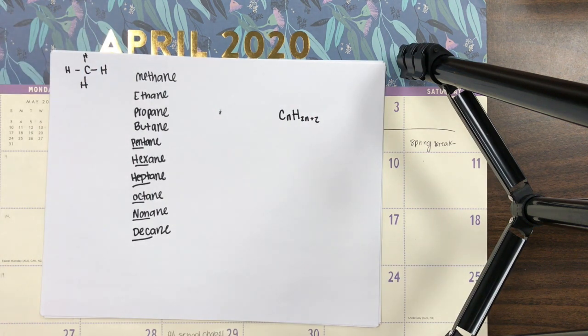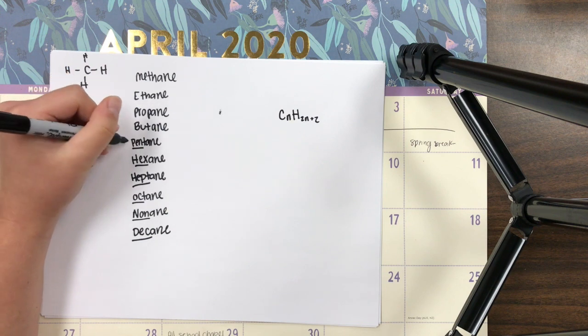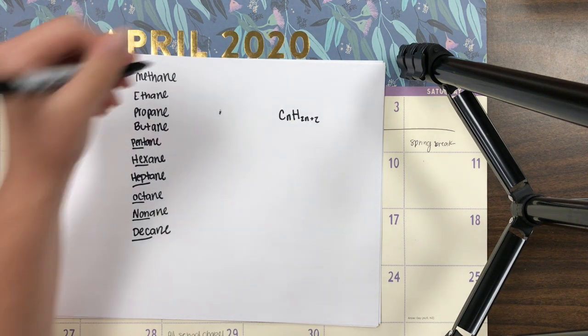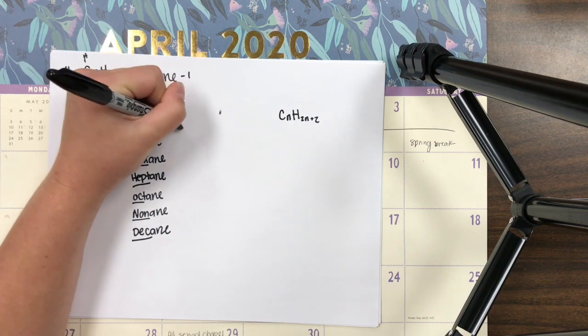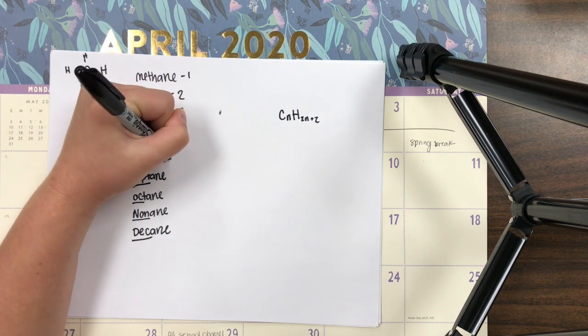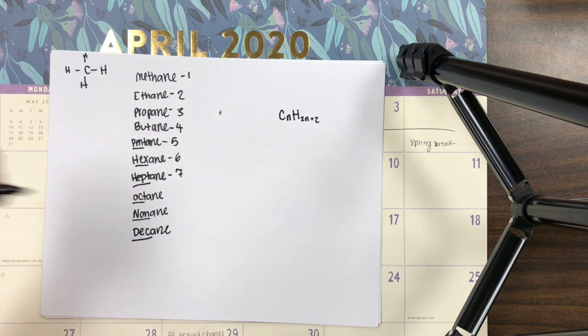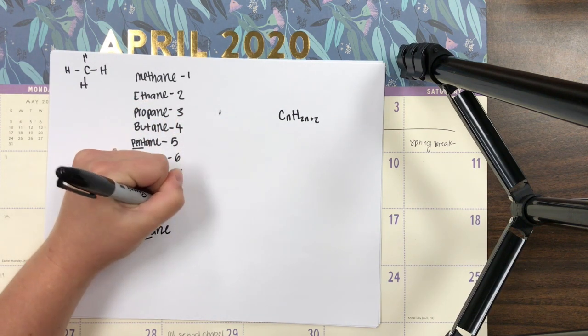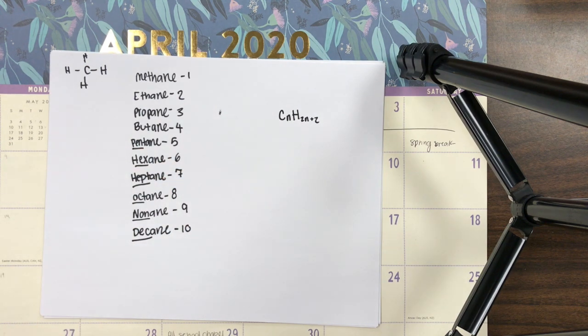Okay, so for each of these, as we go on down the list, remember ethane has 2 carbons, propane has 3, butane has 4, and then after that we start using our prefixes to count. So methane has 1, ethane has 2, propane has 3, butane has 4, pentane has 5, hexane has 6, heptane has 7, octane has 8, nonane has 9, and decane has 10. So remember, this is the number of carbon atoms in the molecule.